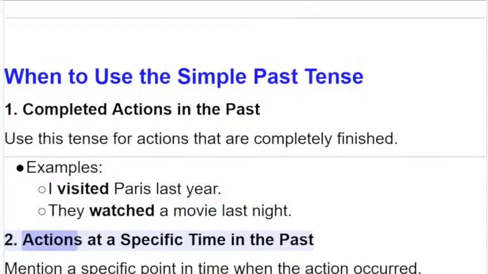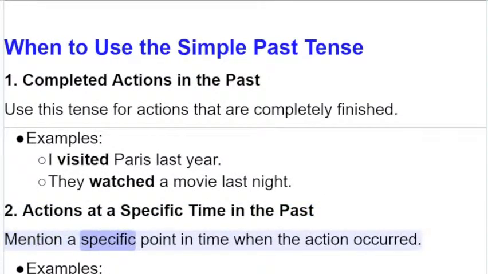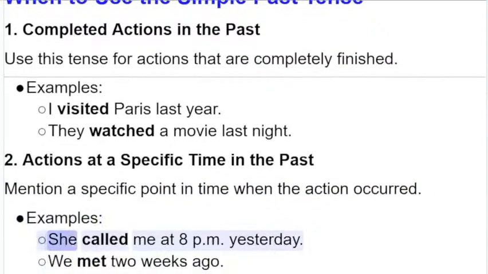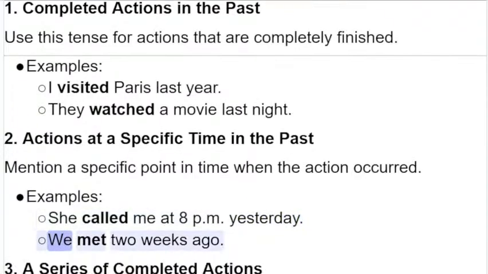2. Actions at a specific time in the past. Mention a specific point in time when the action occurred. Examples: She called me at 8 p.m. yesterday. We met 2 weeks ago.